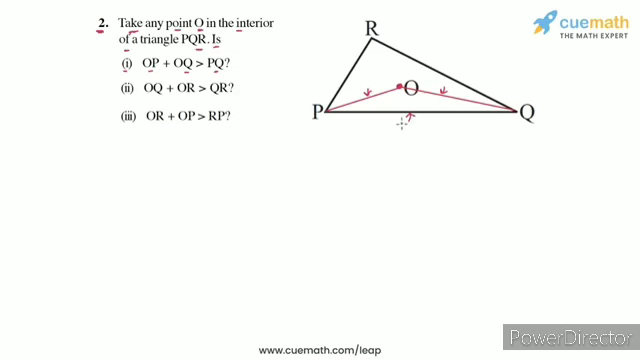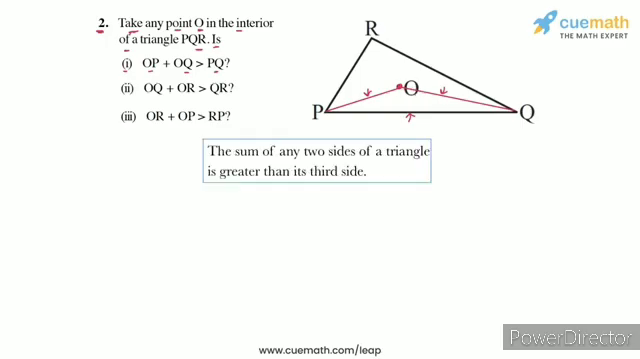The answer to this is actually quite simple. We can simply make use of the property that in a triangle, the sum of any two sides of a triangle is greater than its third side. So in triangle OPQ, the sum of the two sides OP and OQ will of course be greater than PQ. So the answer to this part will be yes. OP plus OQ will be greater than PQ.